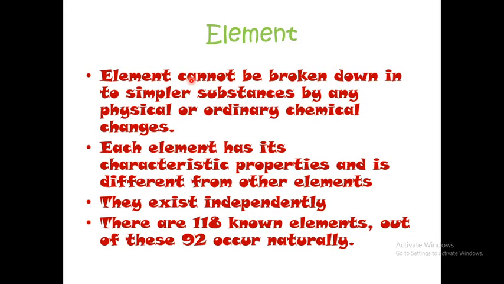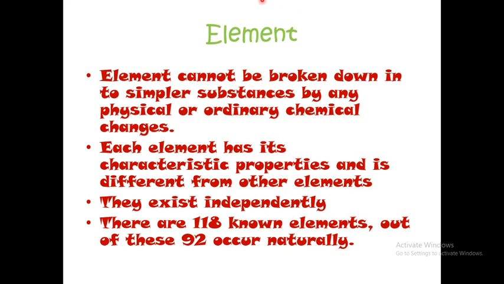Things around us like air, water and gold are made up of matter, yet they are different from each other. Matter exists in different forms. To make the study of matter easier, scientists have classified it into three groups: elements, compounds and mixtures.